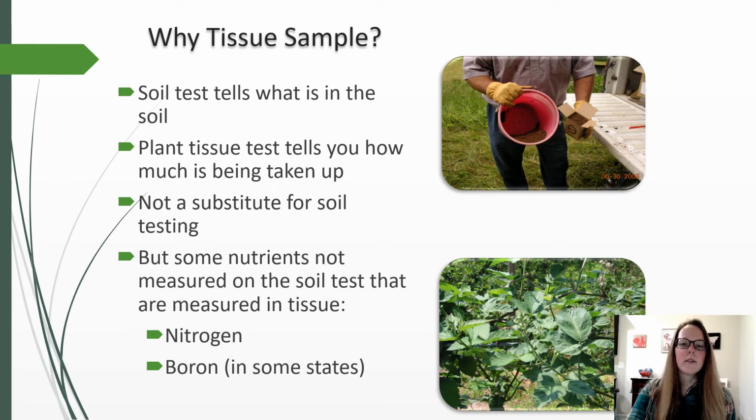In addition, the tissue test provides some information that the soil test does not. Nitrogen is not measured on the soil test report in most states. It is assumed to be 0, and recommendations are given for how much N is needed for the upcoming growing season. Boron is also not found on soil reports and is measured in the tissue testing. This makes the tissue testing useful because it includes these nutrients.